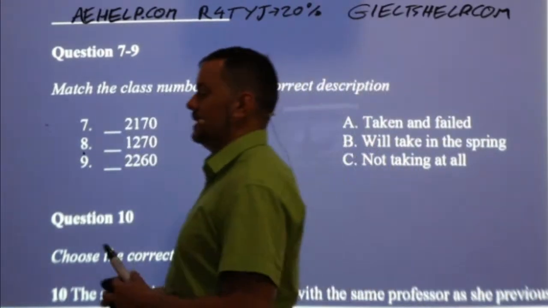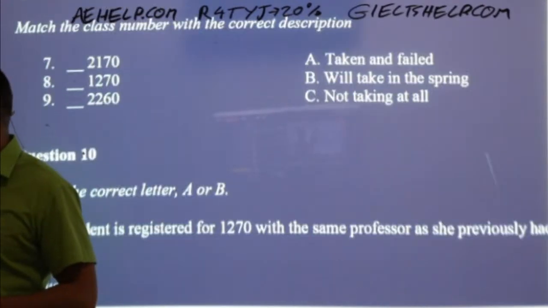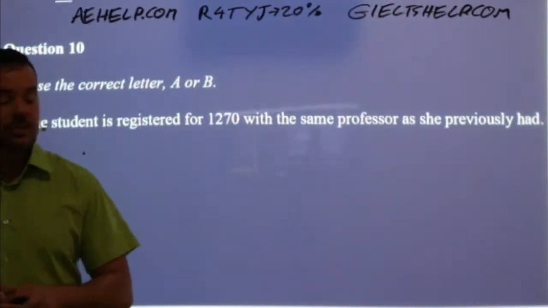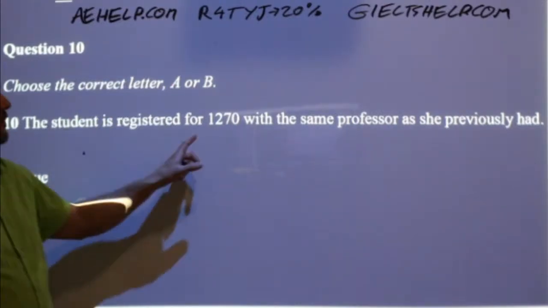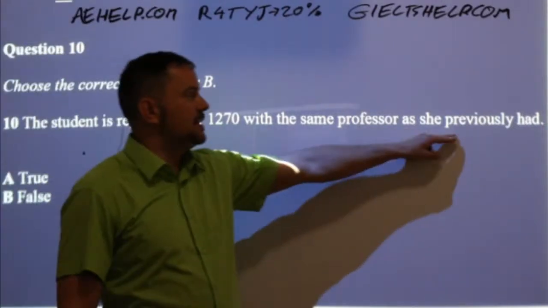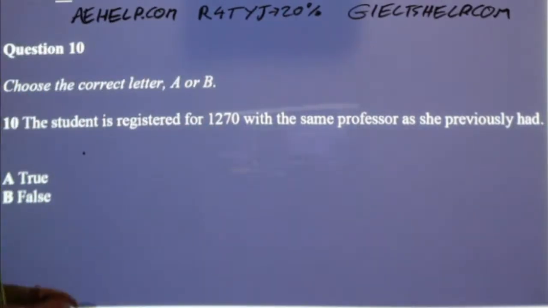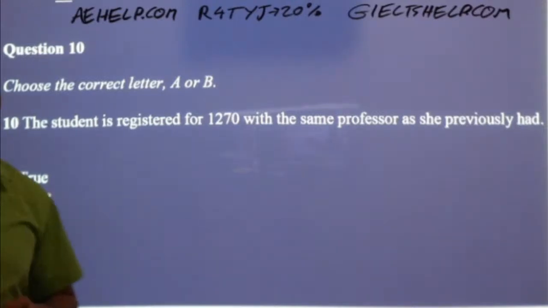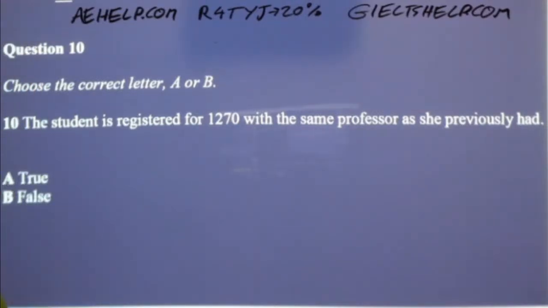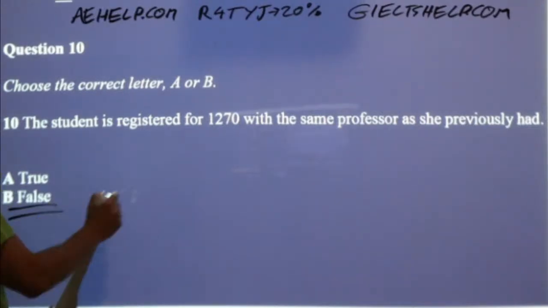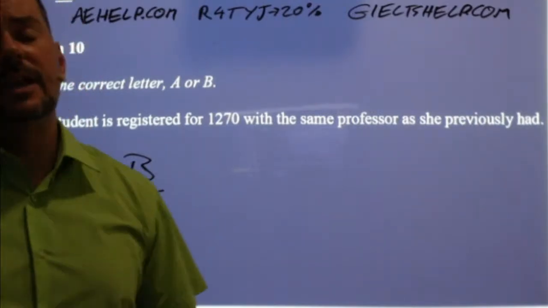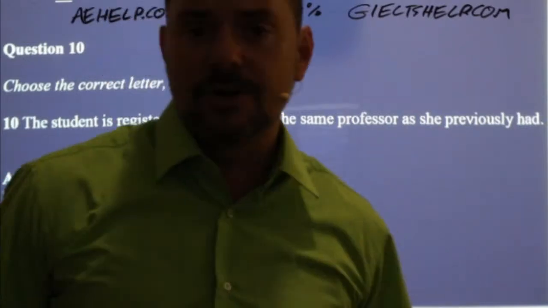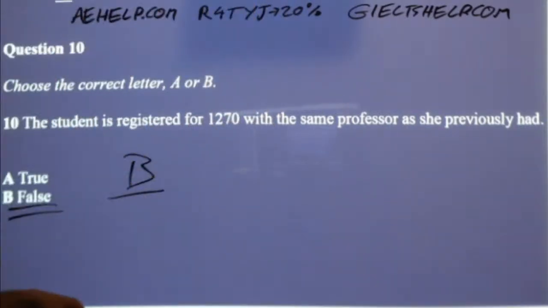Okay, let's look at the last question. So the last question is, choose the correct letter A or B. It's a 50-50. Don't overthink it. The student is registering for 127 with the same professor as she previously had. Is that true or false? So you had to infer this one. Is she registering with, is it true or is it false? The correct answer is B, false. Okay, it's not true. It's B, false. The woman says, yeah, he's teaching the class again, but I'll put you into another class with a different professor. So the correct answer here is B.